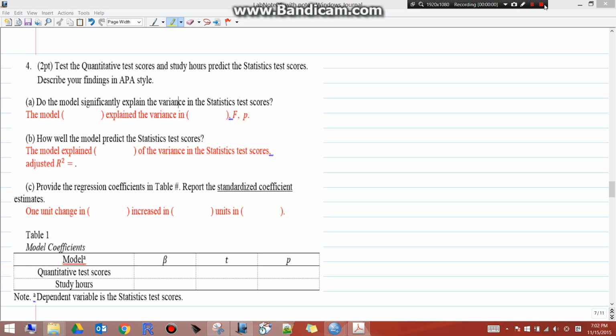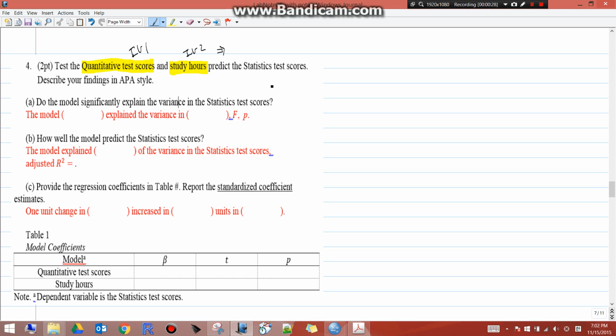Question 4. In this question, we added one more predictor, study hours, in addition to the quantitative test scores that we already have in the simple linear regression in question 3. So we simply added one more predictor. So we have predictor 1 and predictor 2. So we have two predictors.